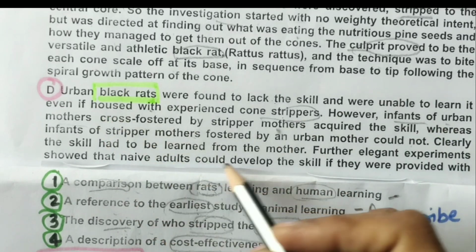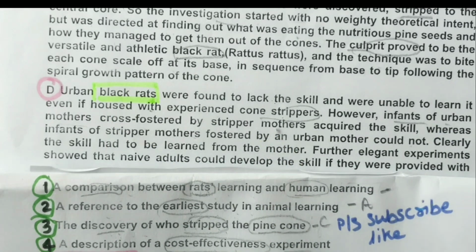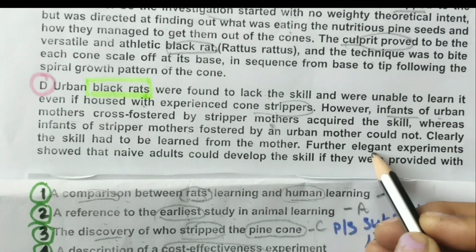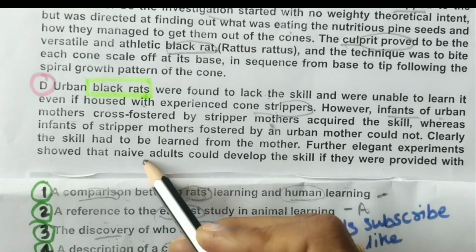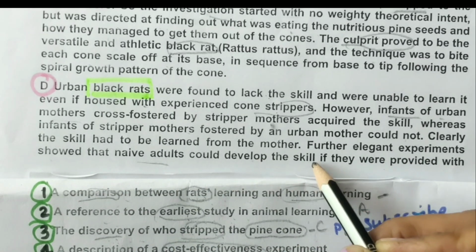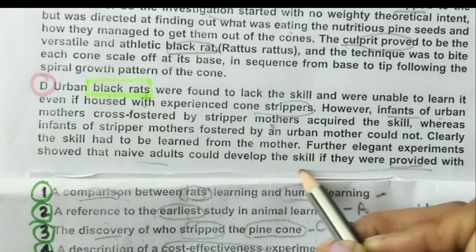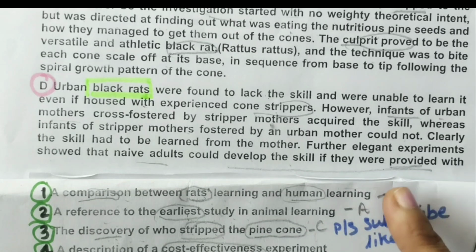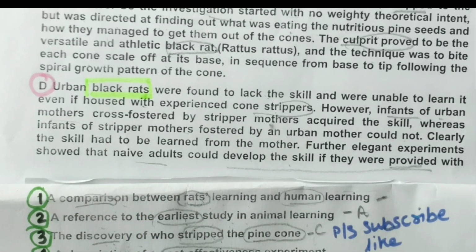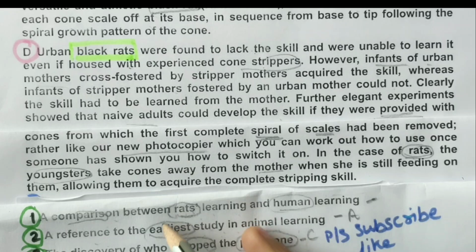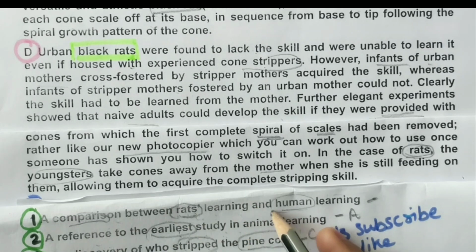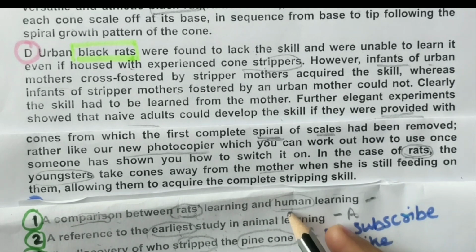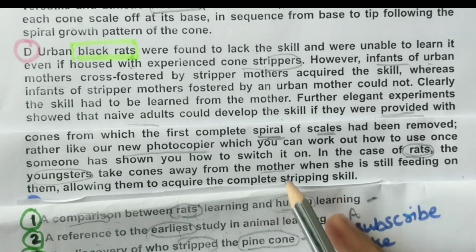Urban mother, human being or rats? I don't understand here. Further, elegant experiments showed that naive adults could develop the skill if they were provided... Okay, let's move to the next part of this paragraph. So here they are talking about rats, but we are looking for human also. Human rats and human learning.